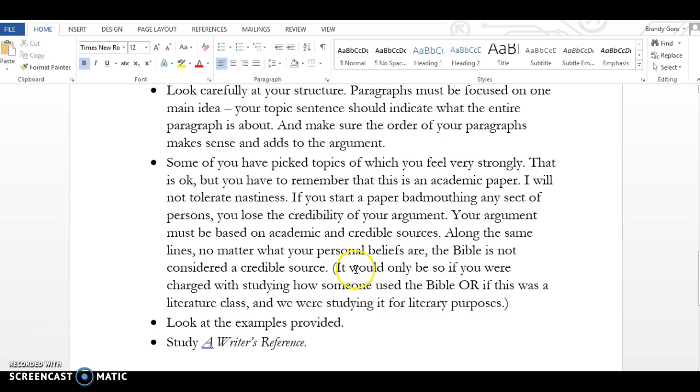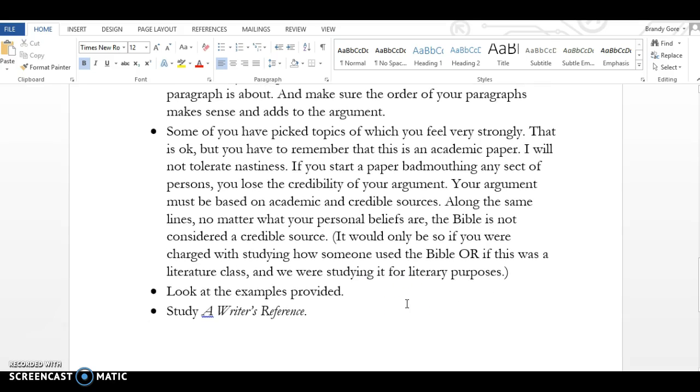Along the same lines, a few of you are doing some topics where you want to bring in Christianity and the Bible. No matter what your personal beliefs are, the Bible is not considered a credible source. I know that's harsh. I know as a Christian that's just hard to swallow, but it's just not. If this was a different type of class, if you were studying literature basically and you were charged with studying how someone used the Bible, or if this was a literature class and we were studying it for literary purposes, then you would cite the Bible in that way. But be careful about basing any argument on the Bible.